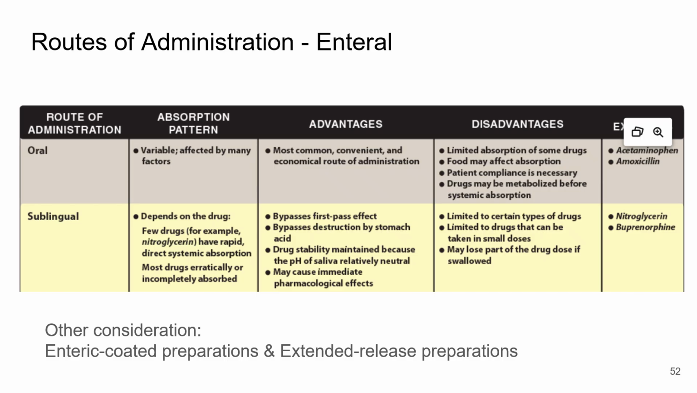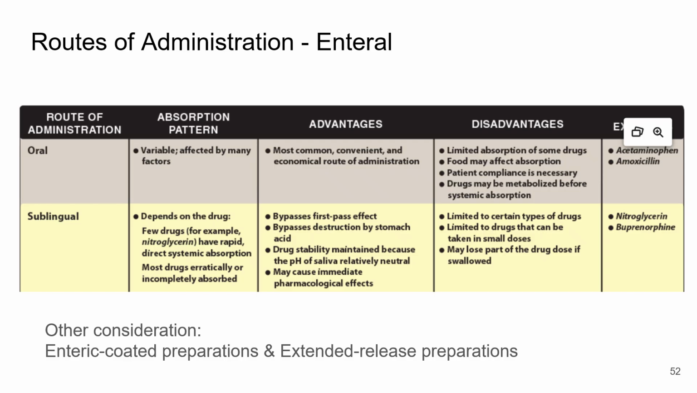The sublingual route allows drugs to be absorbed directly into the systemic circulation through the mucosa under the tongue. So this route does bypass first pass metabolism, avoids destruction by the stomach acid, and does have a very rapid onset of action generally. However, it is limited to drugs that are potent in small doses and drugs that can be formulated to cross the oral mucosa and be absorbed in that manner. So if a patient swallows some of a medication that was intended to be sublingual, some of that dose will be lost.